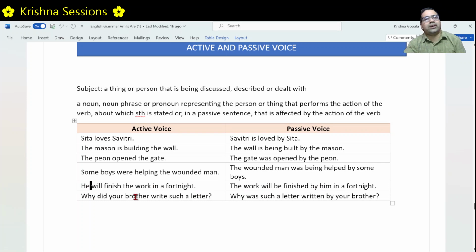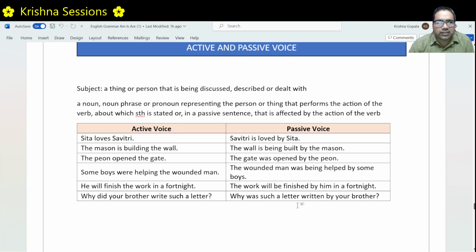"Why did your brother write such a letter?" Your brother is the subject and such a letter is the object. Whereas, "why was such a letter written by your brother?" In the first case, why did your brother write? The question is about your brother. We are giving more importance to your brother. Your brother is the subject. In the second case, it is about the letter. Your brother is the object. Letter is the subject.